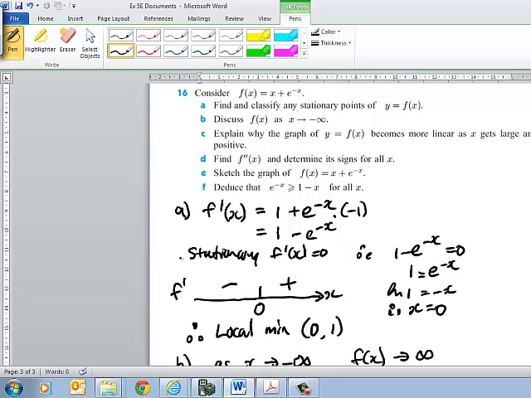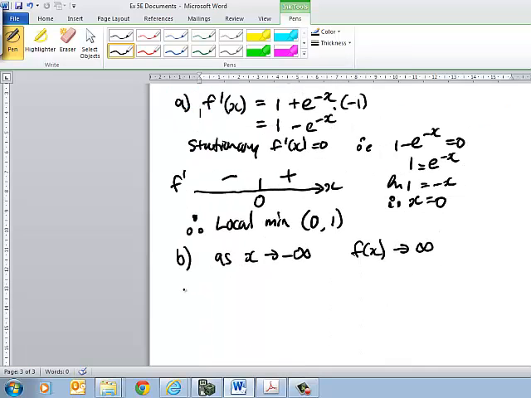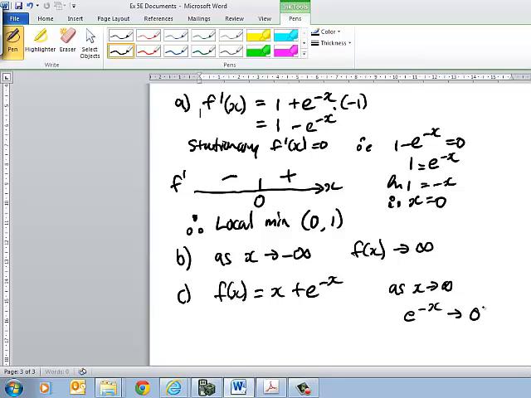Next, explain why the graph of f(x) becomes more linear as x becomes large and positive. If we're looking at our equation there, f(x) is equal to x plus e to the minus x. Well, we know that as x goes to infinity, x is obviously going to be a large positive number, but e to the minus x is going to go to 0. So therefore our function f(x) is really just equal to x. That's going to be a linear function, and that's what we're expecting to see there.